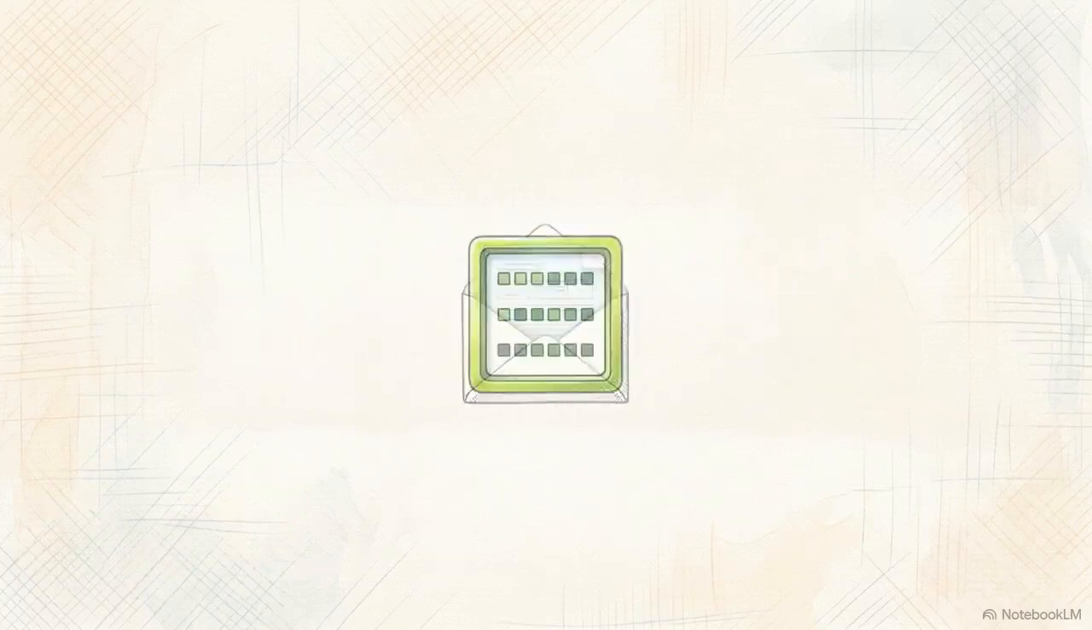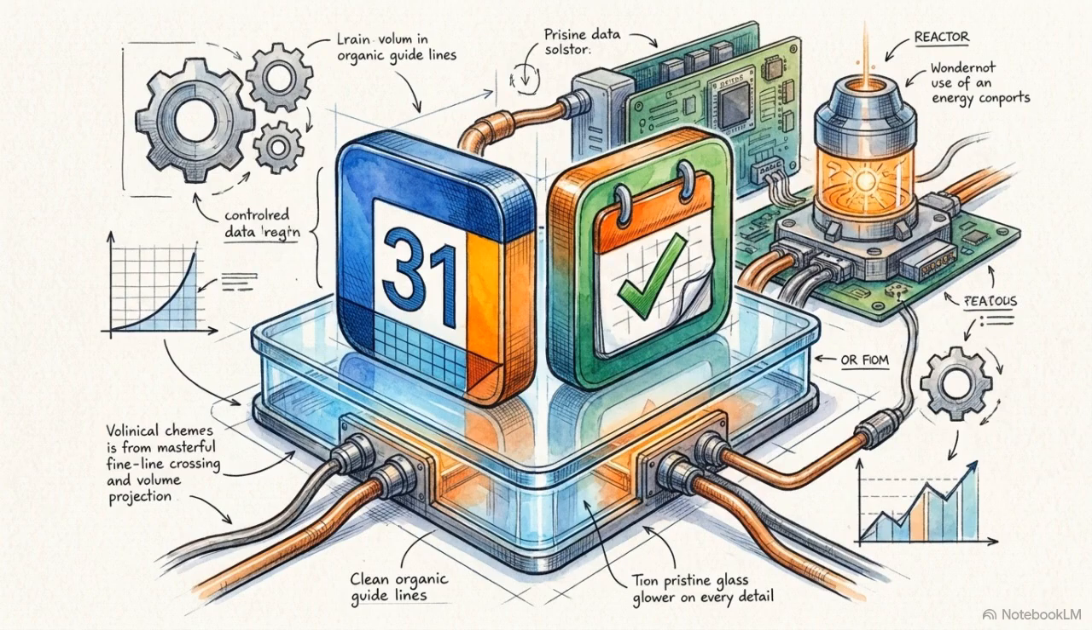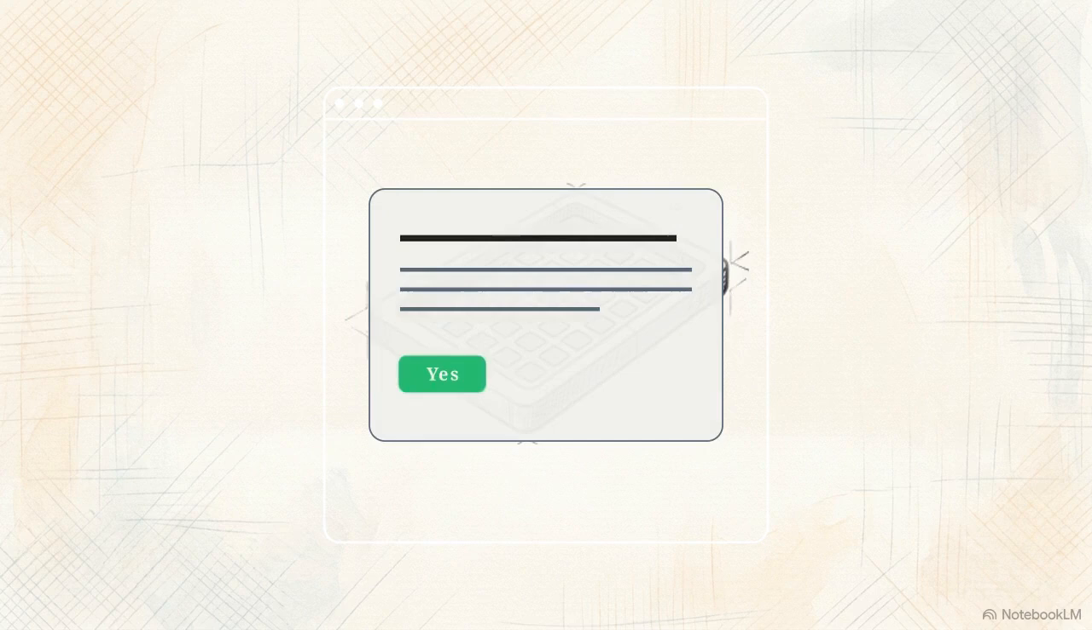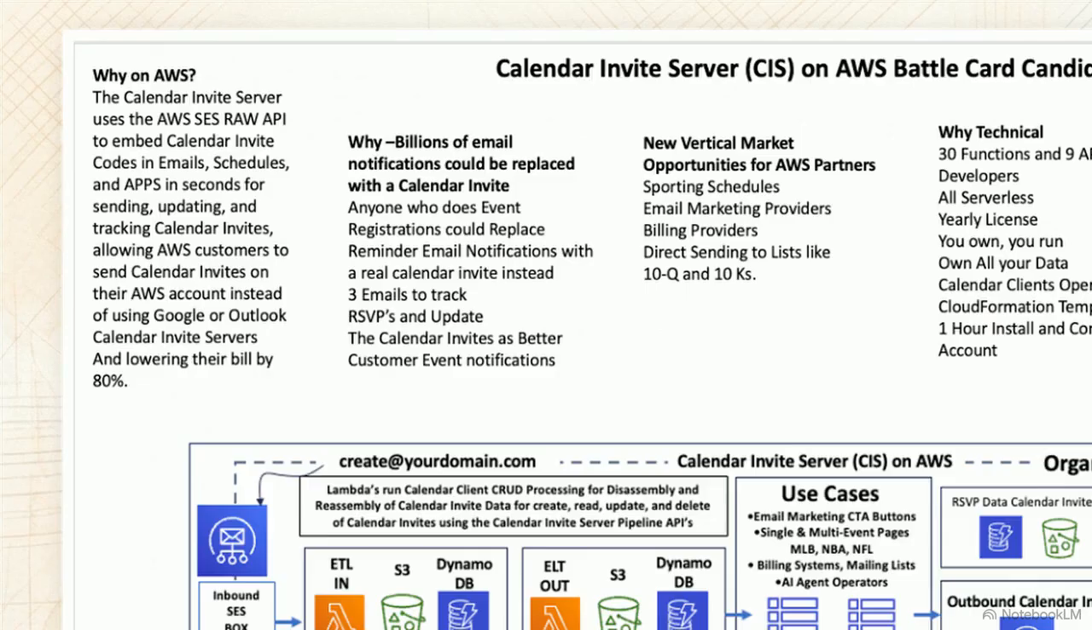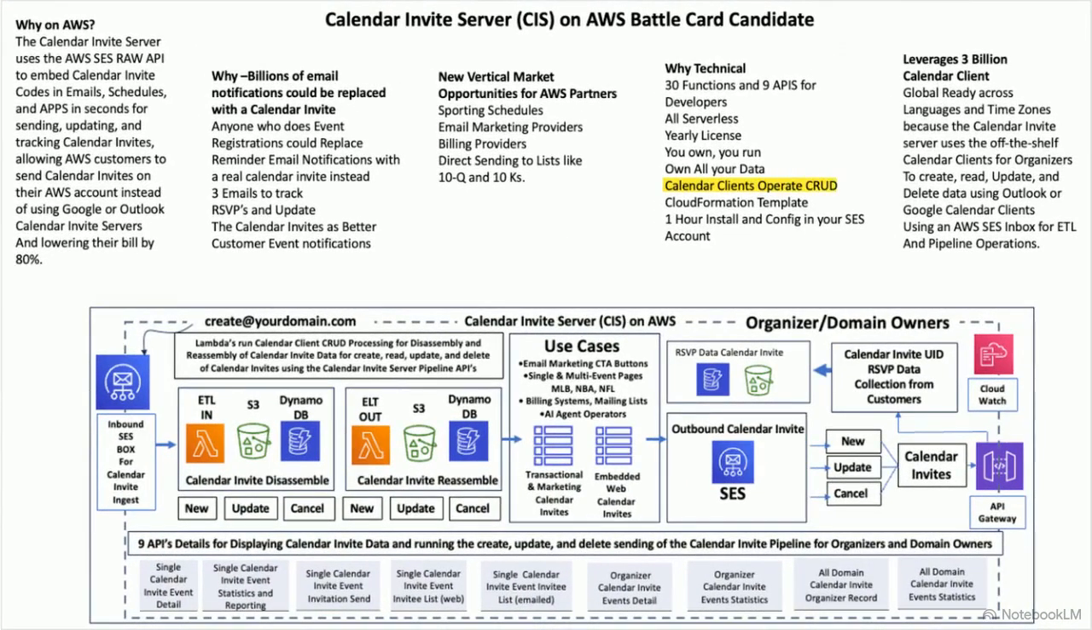Shifting this logic to dynamic calendar invites changes the nature of the notification. By utilizing standard calendar clients like Google Workspace or Microsoft Outlook, the notification itself becomes a functional user interface that the recipient already owns and understands. The calendar invite server uses serverless AWS primitives, allowing organizations to track invites through their own accounts, reducing bills by 80%. Efficiency comes from clients natively performing create, read, update, and delete operations.